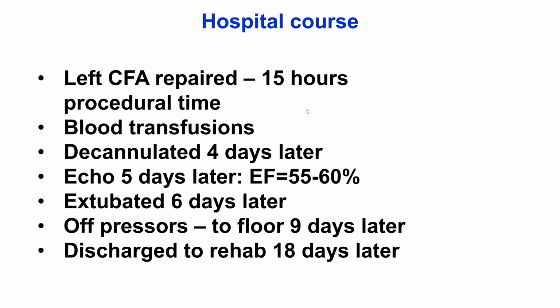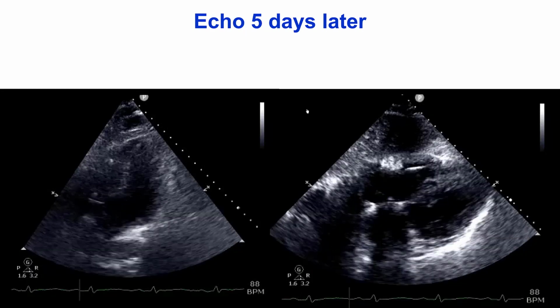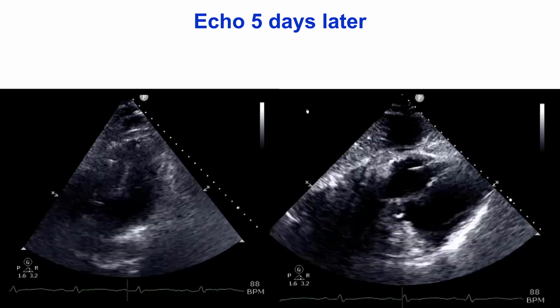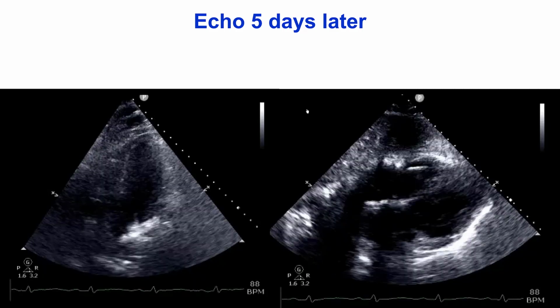His ejection fraction was normal 5 days later. There was no neurologic deficit, and he was extubated 6 days later. And he finally was discharged to rehabilitation 18 days later. This is the ejection fraction, the echocardiogram, showing that the cardiac function was okay.